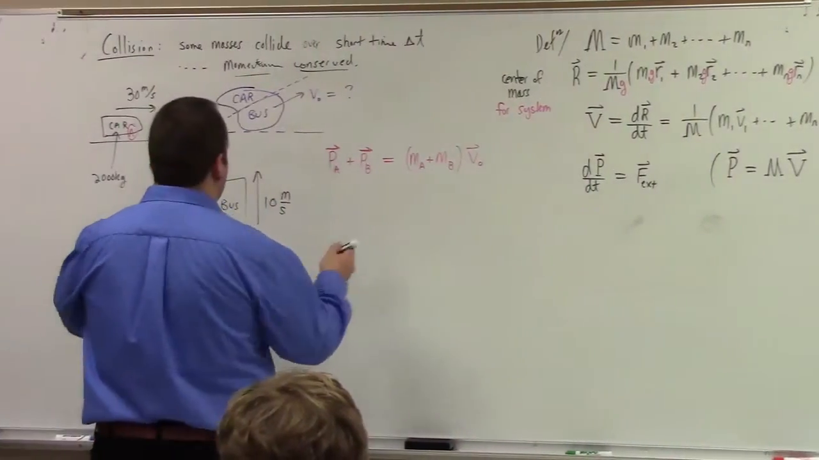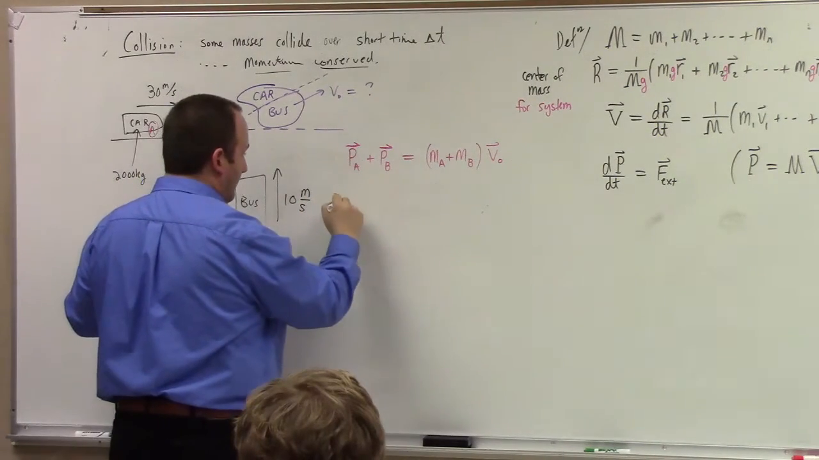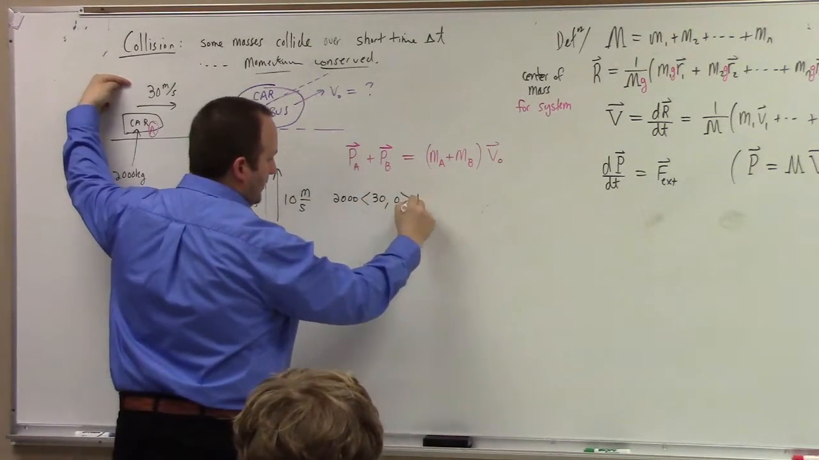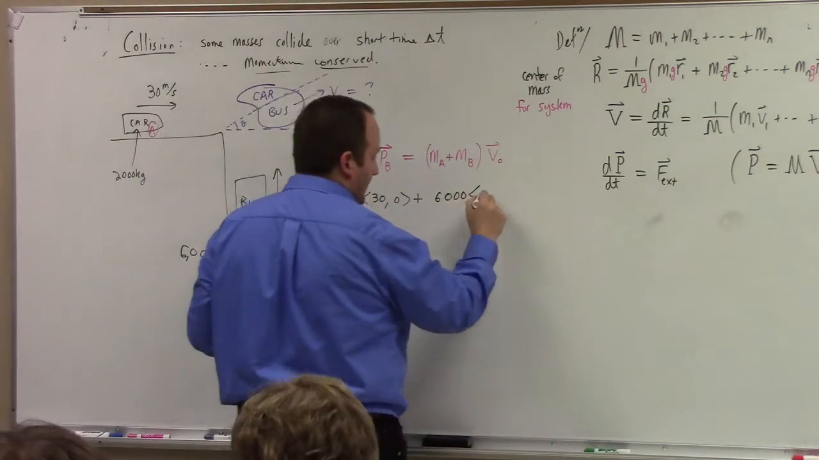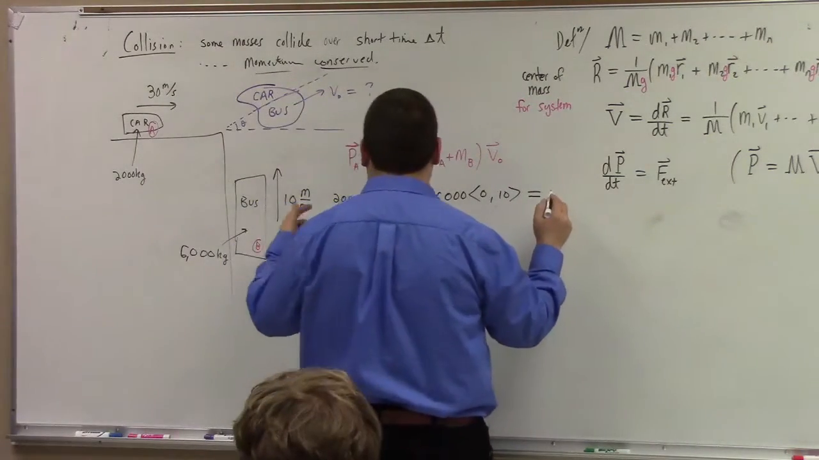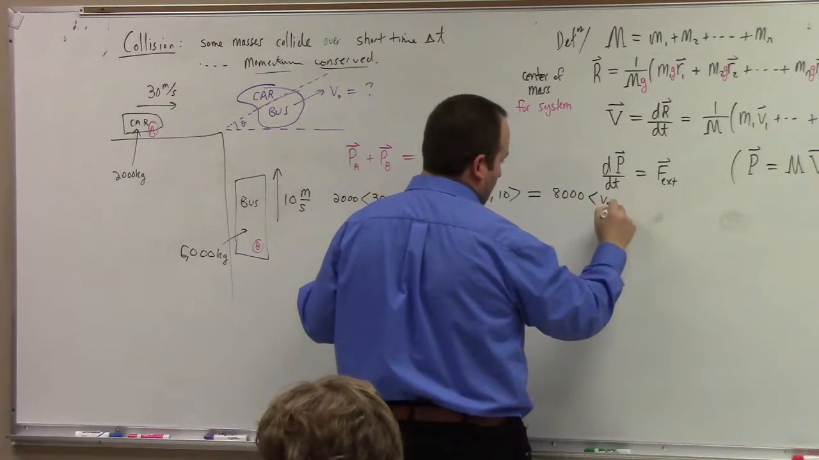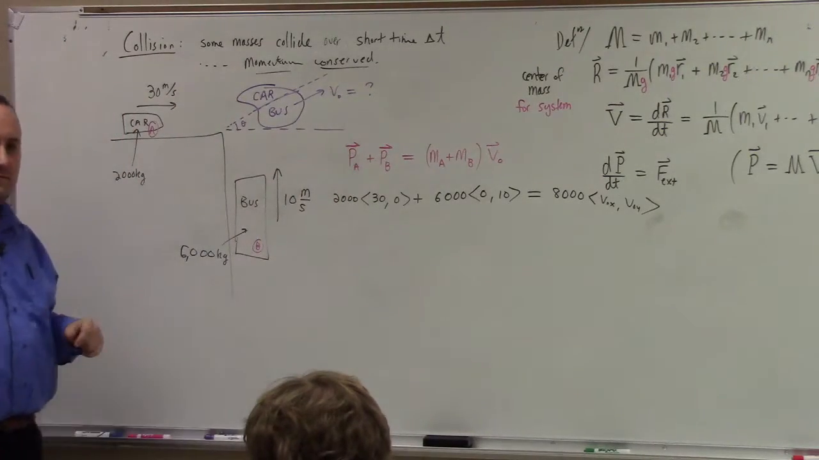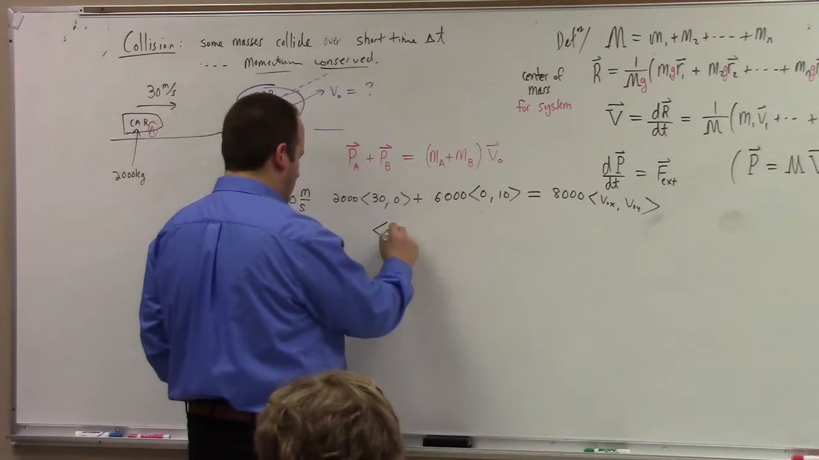Okay, so what is this? Well, we got 2,000 times the A velocity, which is 30, 0, plus 6,000 times 0, 10. Let's see, we got 8,000, we're assuming that mass is conserved in this process, times V naught x, V naught y. And I can solve that. It's not hard. So this is, whoa, 60,000.